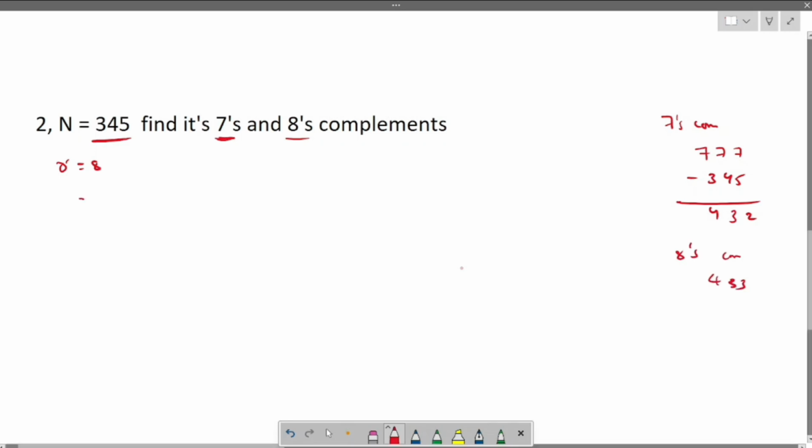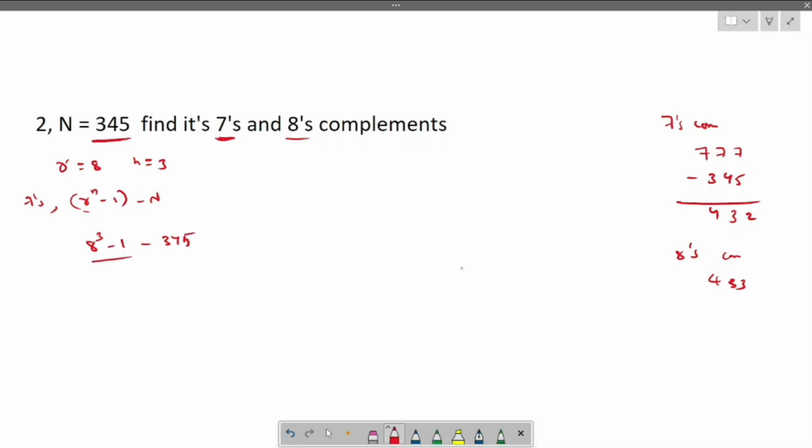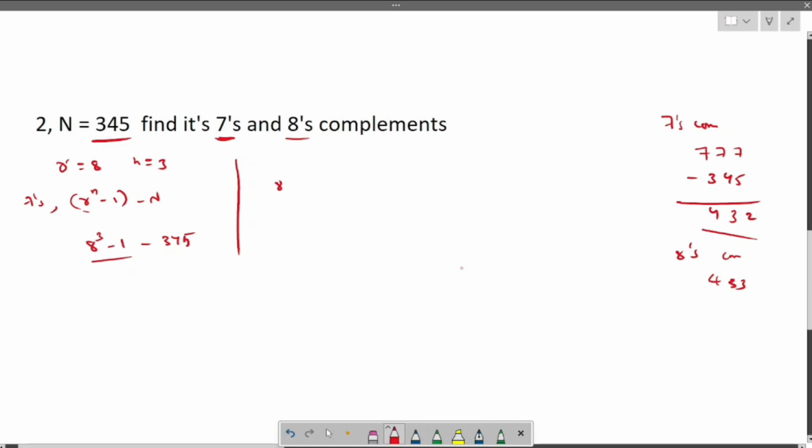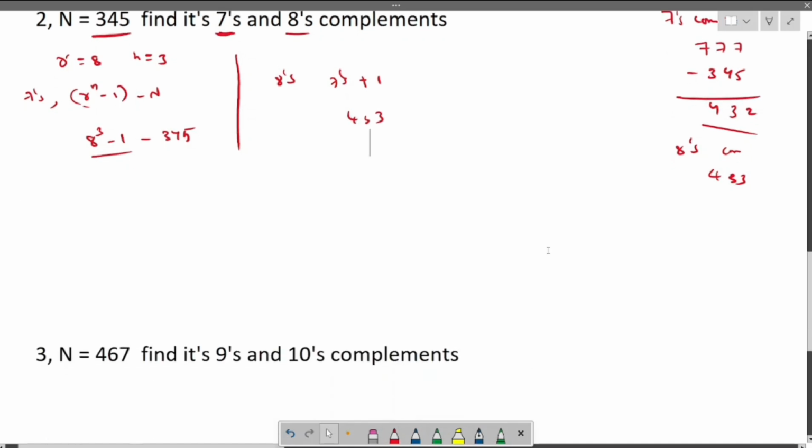Now let us do the same thing with the formula, 8 power n minus 1 minus n, which is the 7's complement. Here the number of digits is 3, so 8 power 3 minus 1 minus 345. When you do so, we will get this answer. The 8's complement is the 7's complement plus 1, which is 433. Now let us go with the next question.